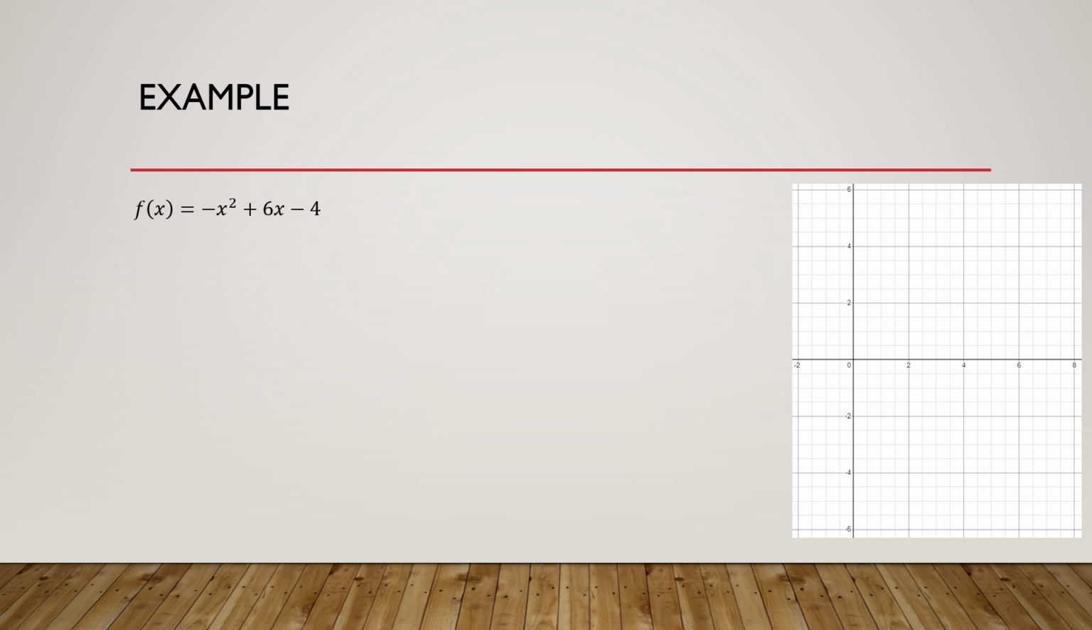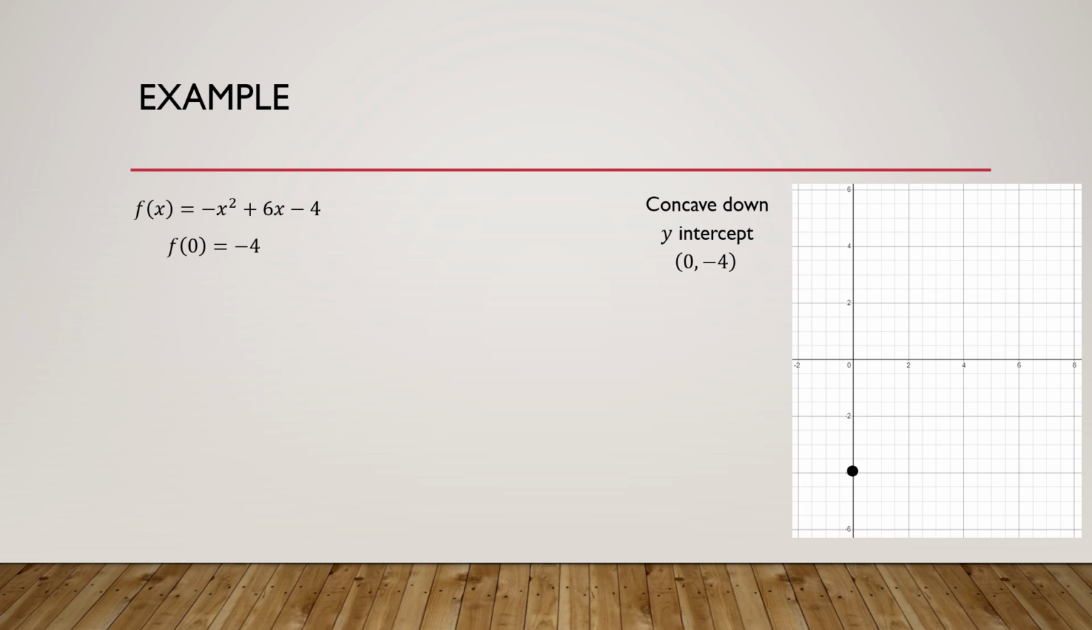As another example, let's graph f of x is equal to negative x squared plus 6x minus 4. The first thing we notice is the negative x squared, meaning this graph will be concave down. The simplest point to plot will be the y-intercept. F of 0 will be negative 4.